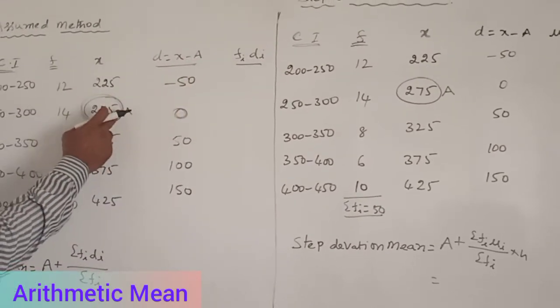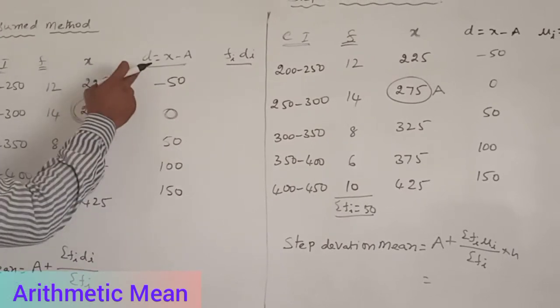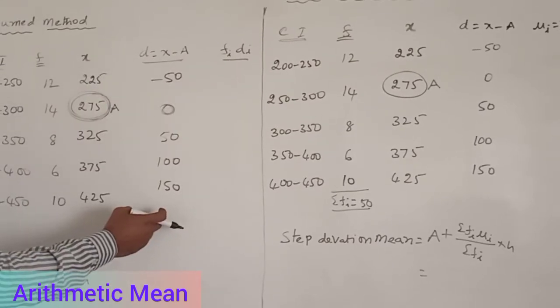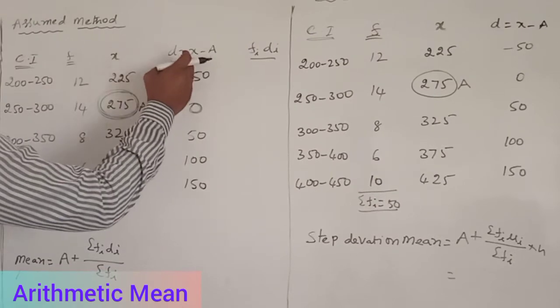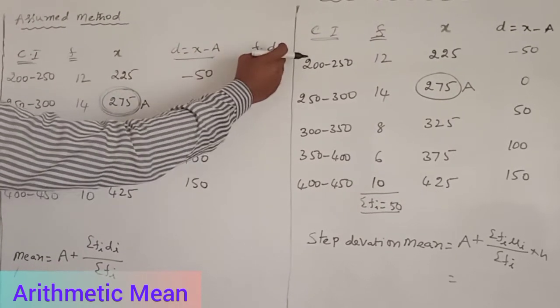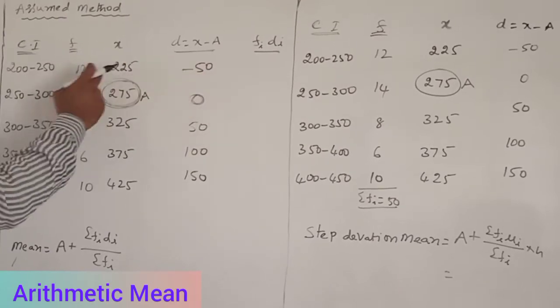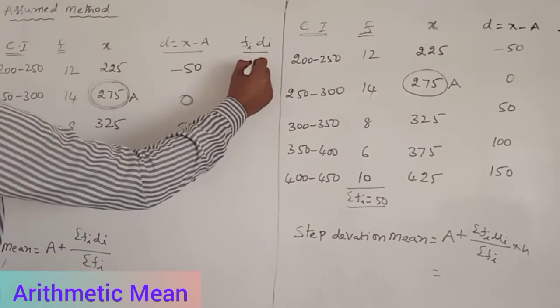So it is d equal to x minus A. We take the assumed value A in one of the class marks. They simplified that. Next, f into d, f i dA. So what is it? 12 into minus 50 equal to minus 600.